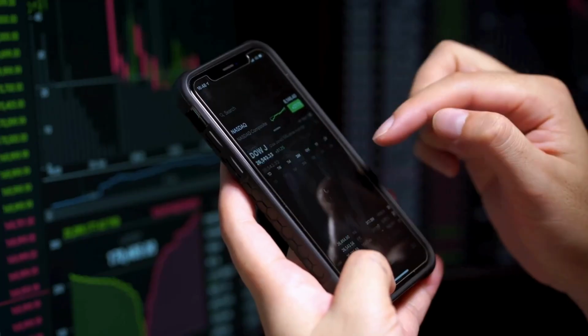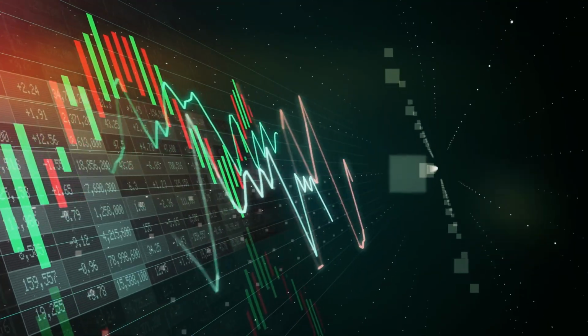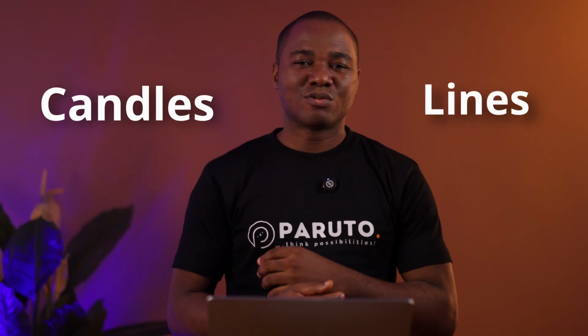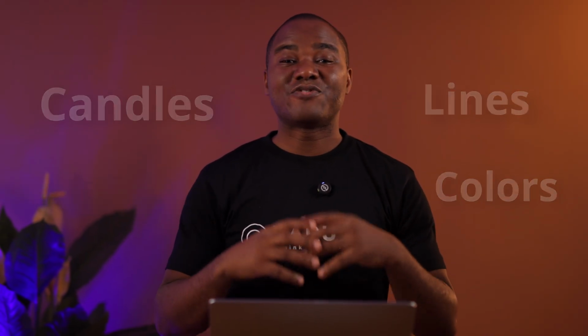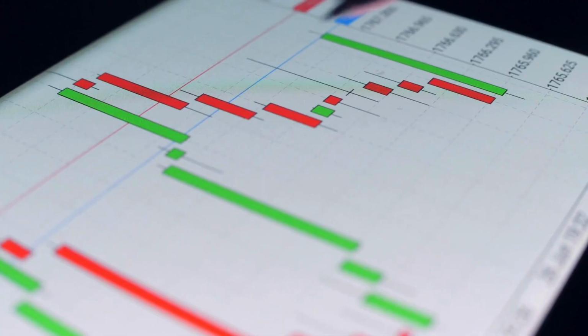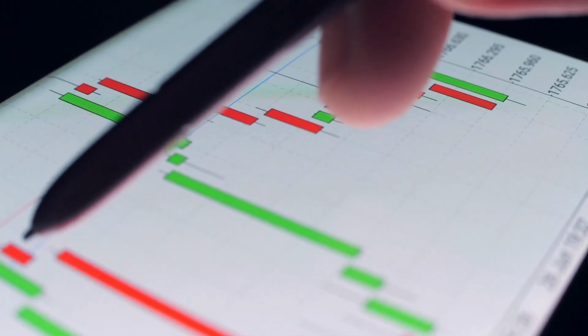Have you ever opened a Forex chart and thought, what on earth am I looking at? All those lines, candles, colors, numbers can feel so overwhelming. But here's the truth. Once you understand how to read charts, you unlock the real language of the market. And today, I'm going to show you exactly how to read Forex charts like a pro, step by step.